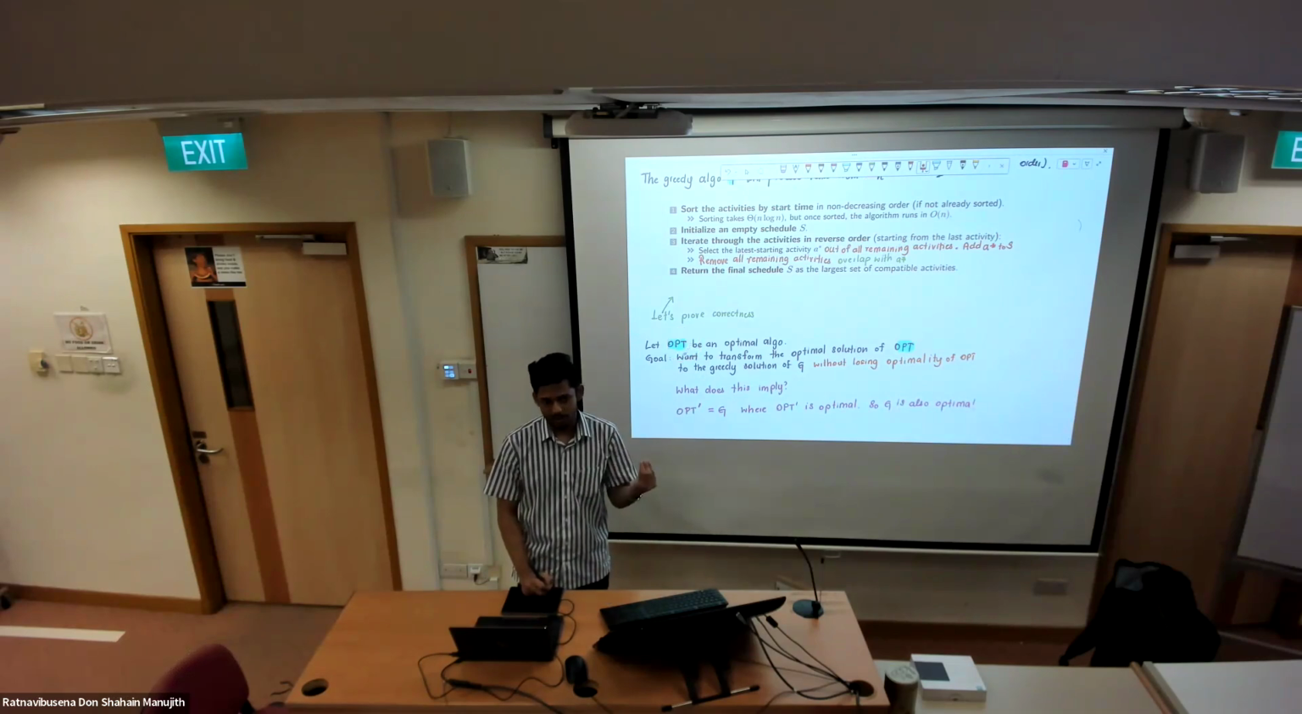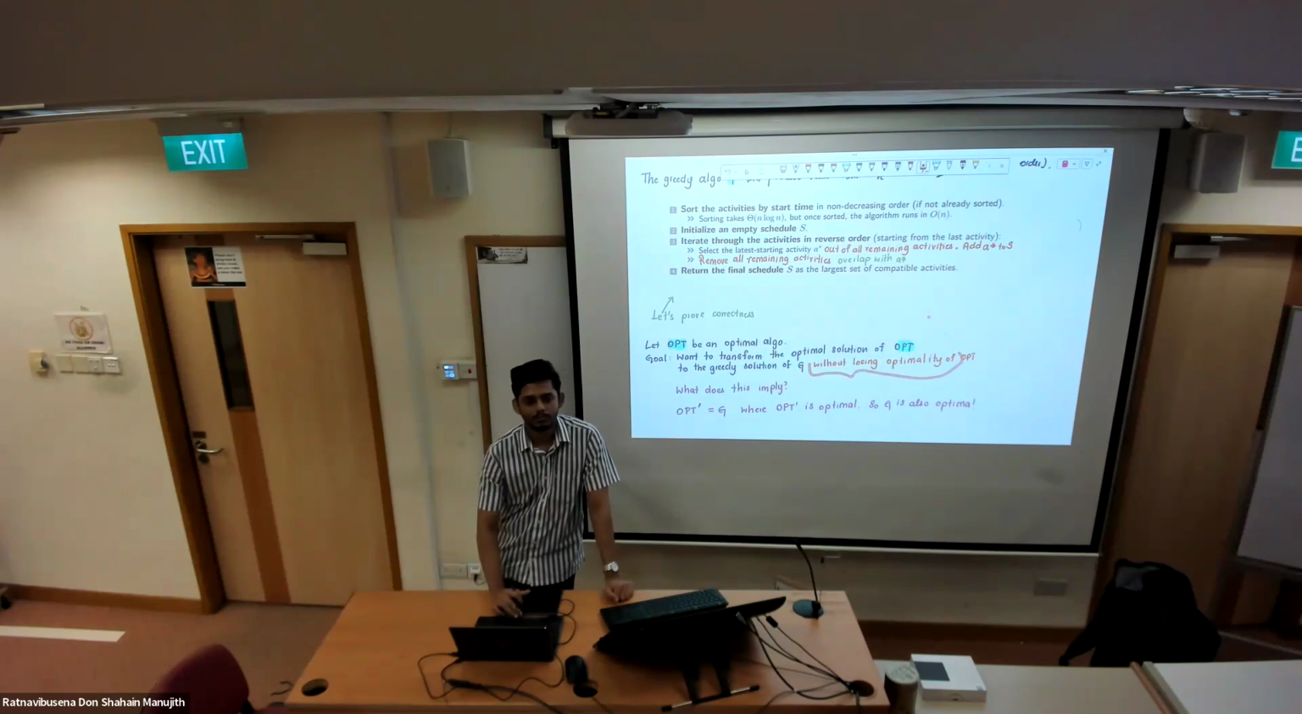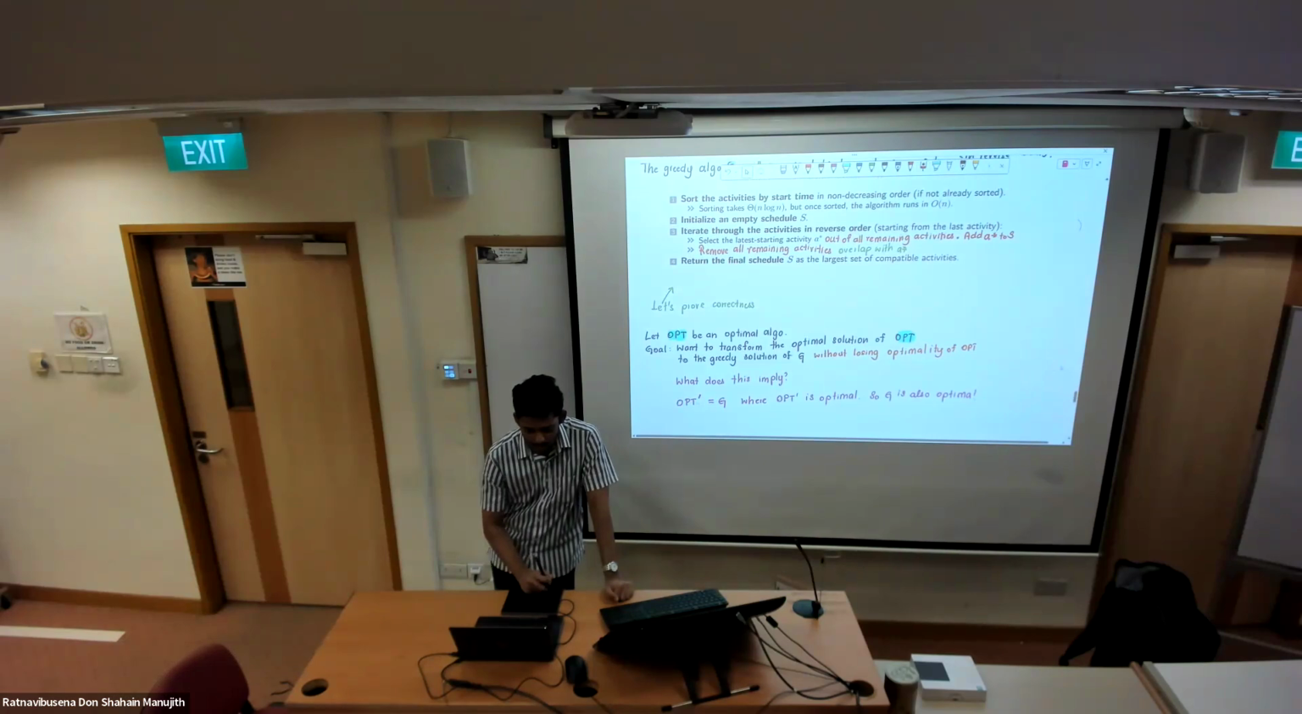In the optimal solution, it need not follow our own greedy solution. Like I said before, our goal is to do a small greedy exchange argument and then prove that the greedy solution is optimal. So our goal is to transform the optimal solution OPT into the greedy solution G, because we're doing greedy swaps, without losing the optimality of OPT. Okay, so what does this imply?